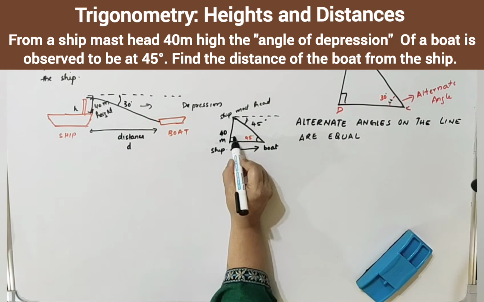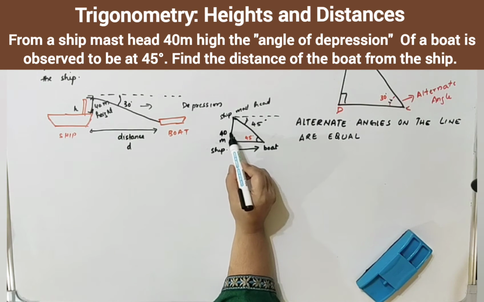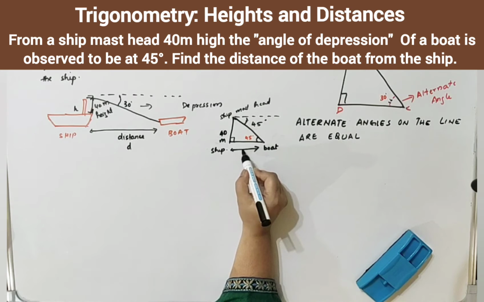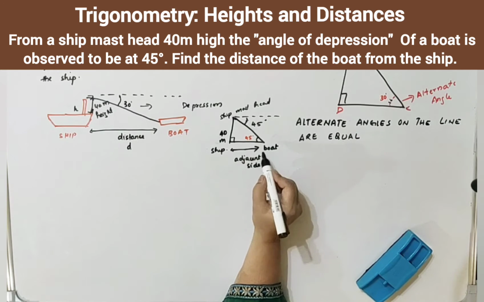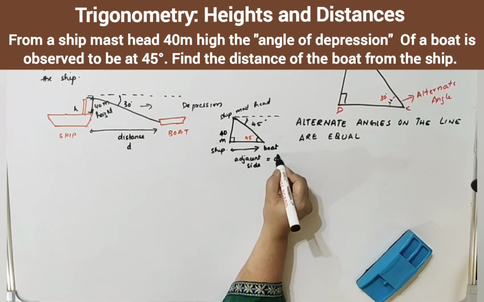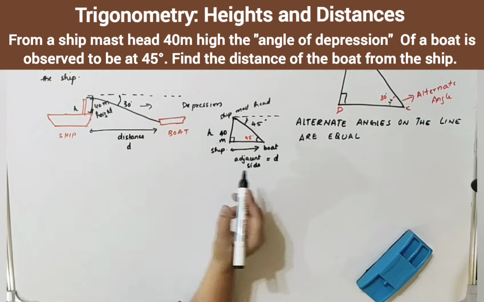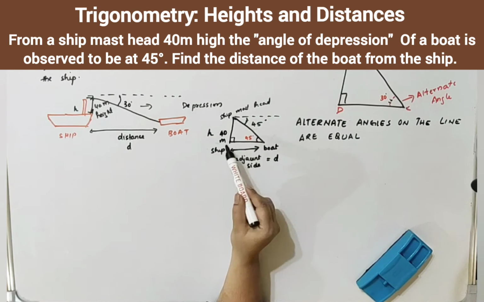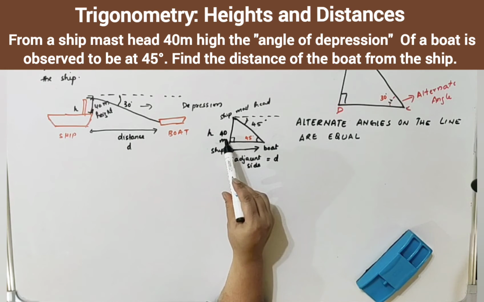Now this is a right angle triangle. We have 45 degree as the angle. We have opposite side given. We'll have to find distance. And what is distance? It is adjacent side. Right? Let's call it as D. And this is height. So again, we will use tan theta formula because we have adjacent side and opposite side. We'll have to find the adjacent side given the opposite side.